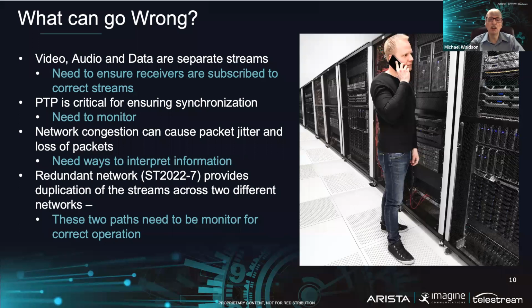In the IP media network, congestion can cause packet jitter and loss of packets. So we need to ensure a reliably designed network and methods to interpret the information for the various streams. Typically, redundancy is deployed within the network architecture using SMPTE 2022-7 that provides duplicate streams of the sender across two different networks. The receiver can then choose which path is best on a packet by packet basis, and we should be monitoring these two paths for correct operation.